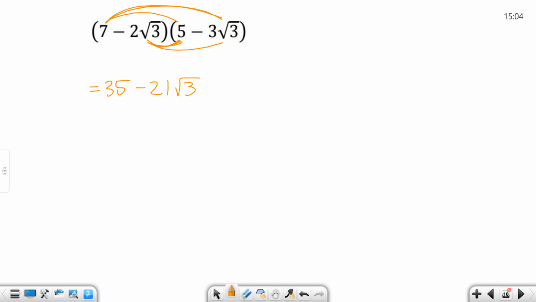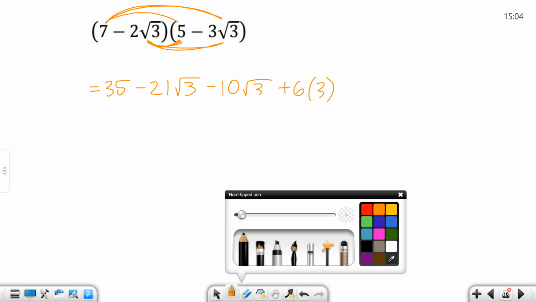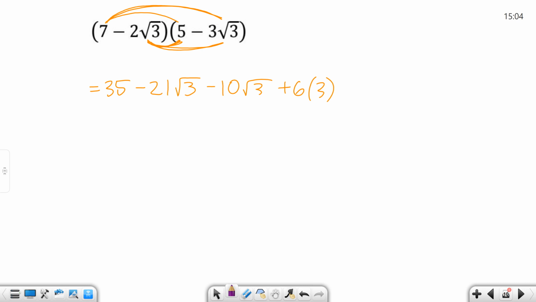In the middle here, inside, negative 2 square root of 3 times 5 is negative 10 square roots of 3. And then last, negative 2 square root of 3 times negative 3 square root of 3. So we can take the negative 2 times the negative 3 and get a positive 6. And then multiply by what? What is square root of 3 times square root of 3? Just good old 3. Right? And if you want to, this is how I skip a step here. Again, I don't like talking about that, but I'm going to write it down, though. See, I'm not just doing it in my head. I'm going to say plus 18 is what that becomes.